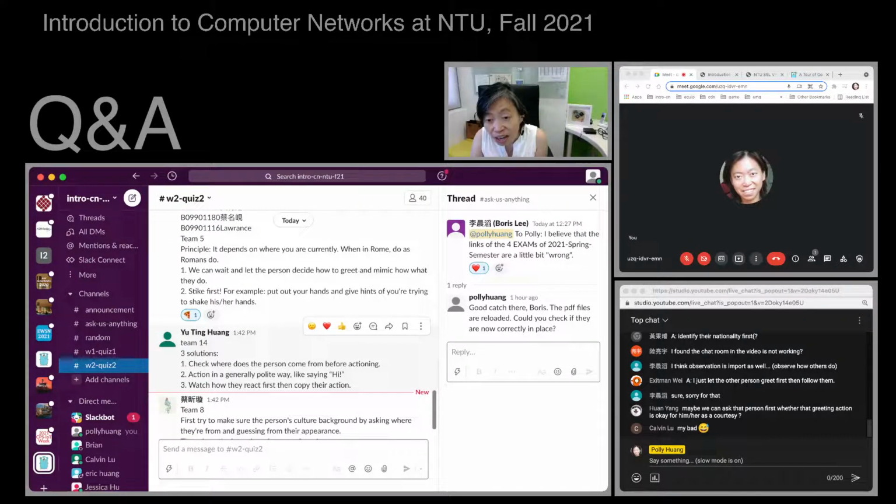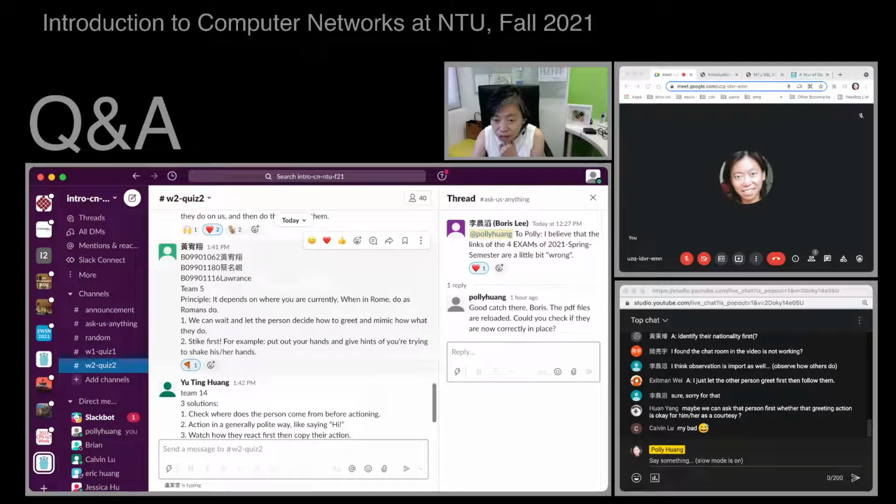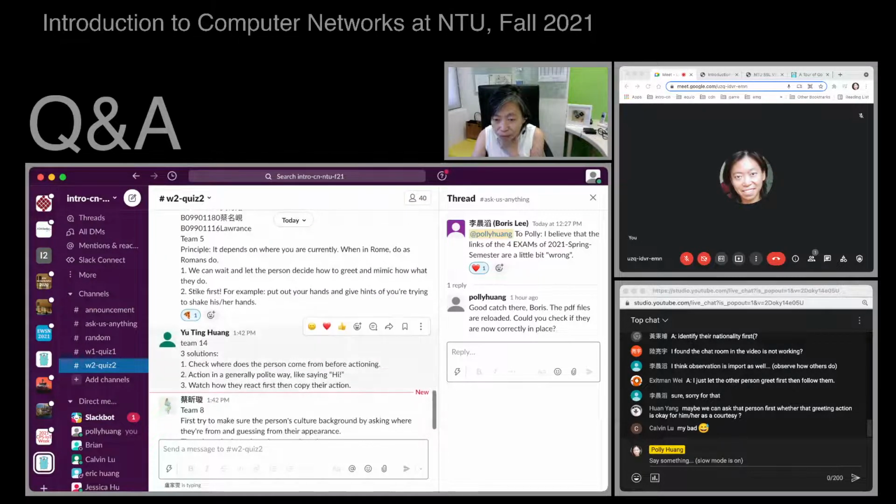Yuting from Team 14. Wow, 3 solutions. I think in a way Youxiang is also suggesting multiple solutions. Yuting's 3 solutions: check where the person comes from before acting; act in a general polite way, like saying hi; watch how they react first and copy their actions. Very smart, Yuting. You're taking what people have been saying and organizing it into a good collection. Okay, very good.